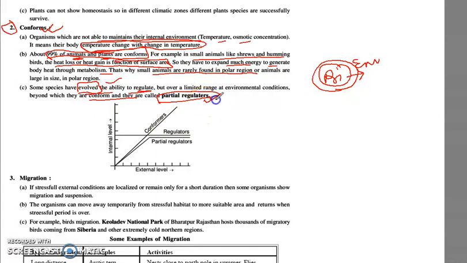The partial regulator. Friends, suppose we plot a graph with an x-axis and a y-axis, external level and internal level. It has been found that whenever the environmental factor changes, the internal level also changes. It means the body always changes with the surroundings. So we call them conformers, and the graph is uniform. But in a regulator, what happens? The graph is constant.